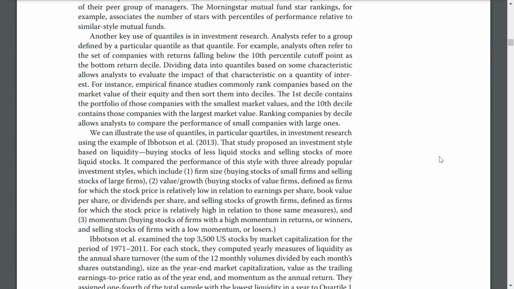defined as firms for which the stock price is relatively low in relation to earnings per share, the PE ratio, book value per share, or dividend per share, and selling stocks of growth firms defined as firms for which the stock price is relatively high in relation to some measures, and 3) momentum, buying stocks of firms with high momentum in return, or winners, and selling stocks of firms with low momentum.